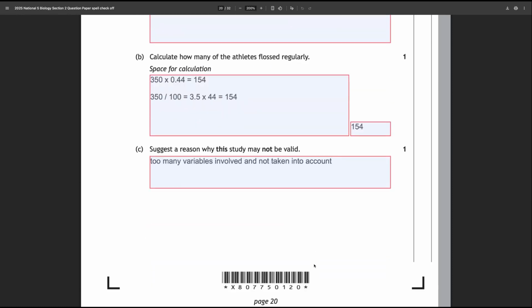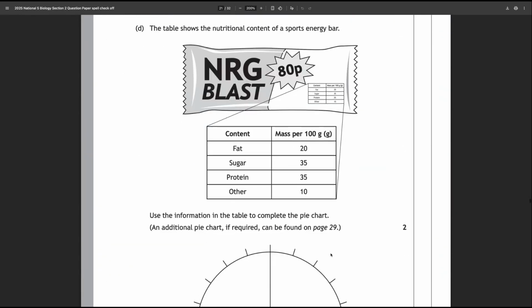But remember, whenever your question talks about validity, it's VAVA, so valid variables. So your answer should include variables, okay? Suggests why this study may not be valid. It's because there's too many variables that can cause tooth decay.